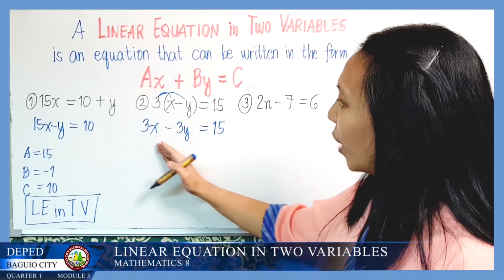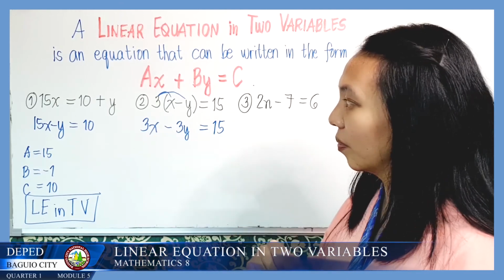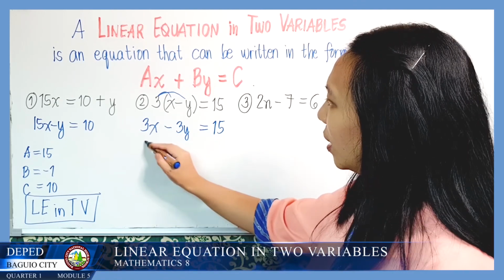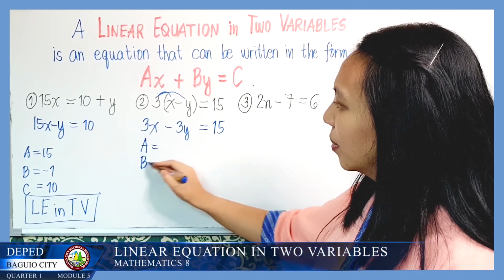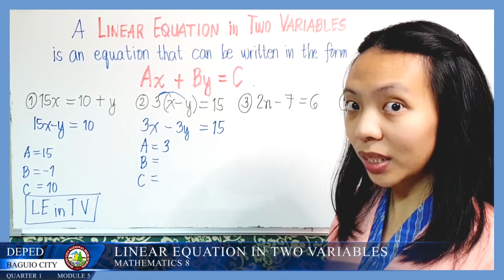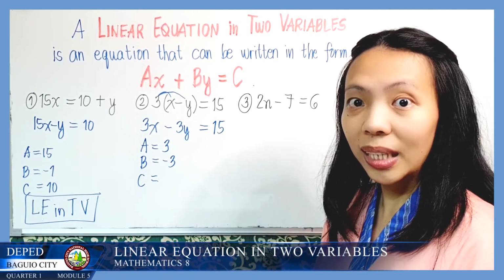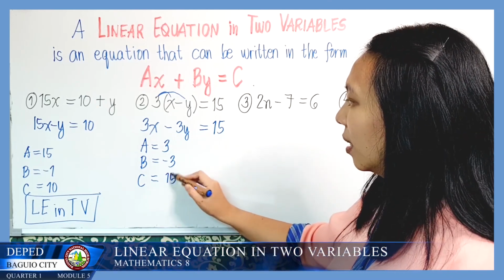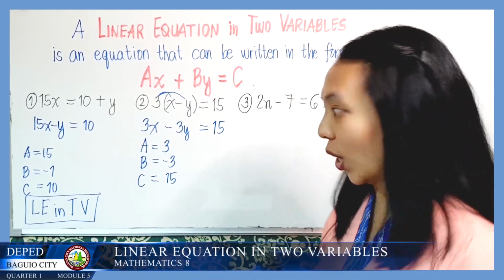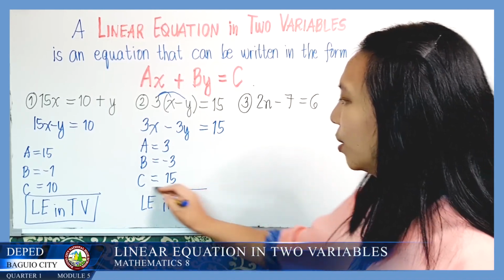Let's determine if we have two variables here. Yes, we do. The variables are x and y. Are the exponents of both variables 1? Yes. So, let's determine the values of a, b, and c. A is equal to 3. It's positive. B is equal to negative 3. It is not 0. And c, on the other hand, is 15. Since all of the qualifications for a linear equation in two variables were met, therefore, example number 2 is also a linear equation in two variables.